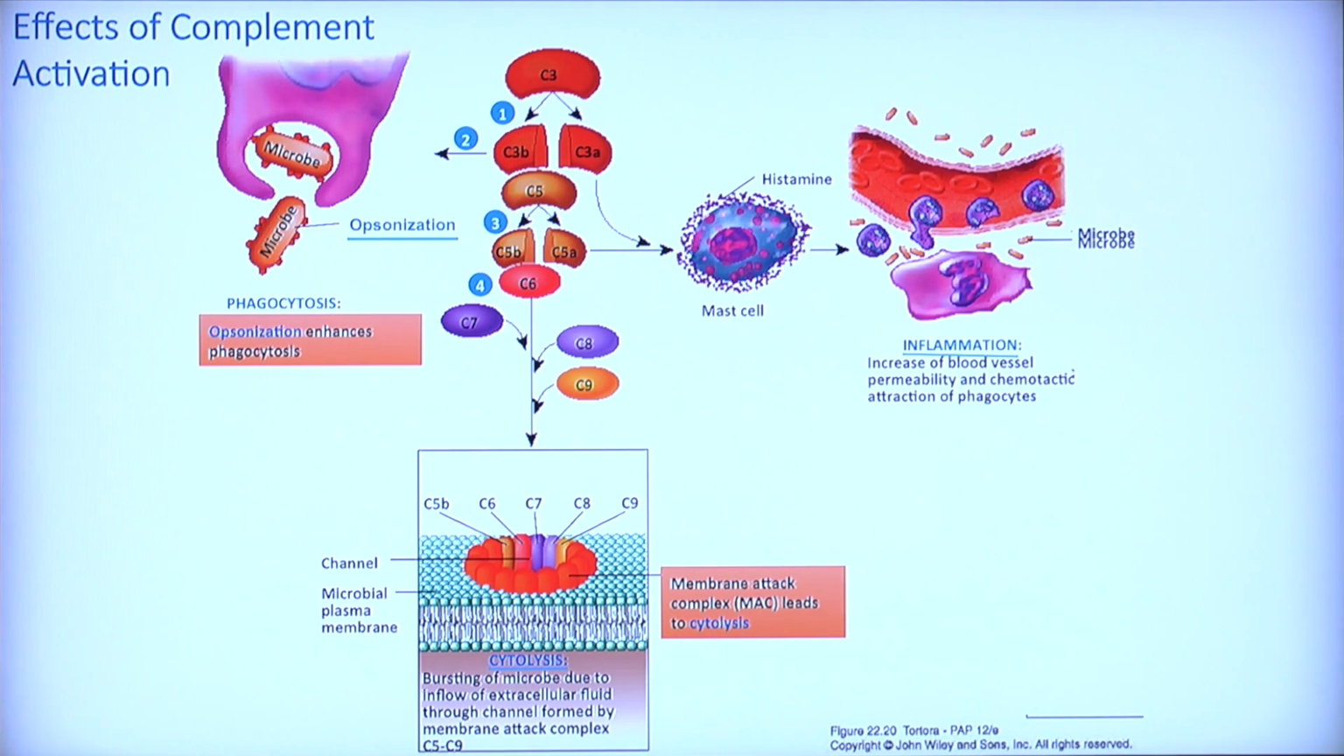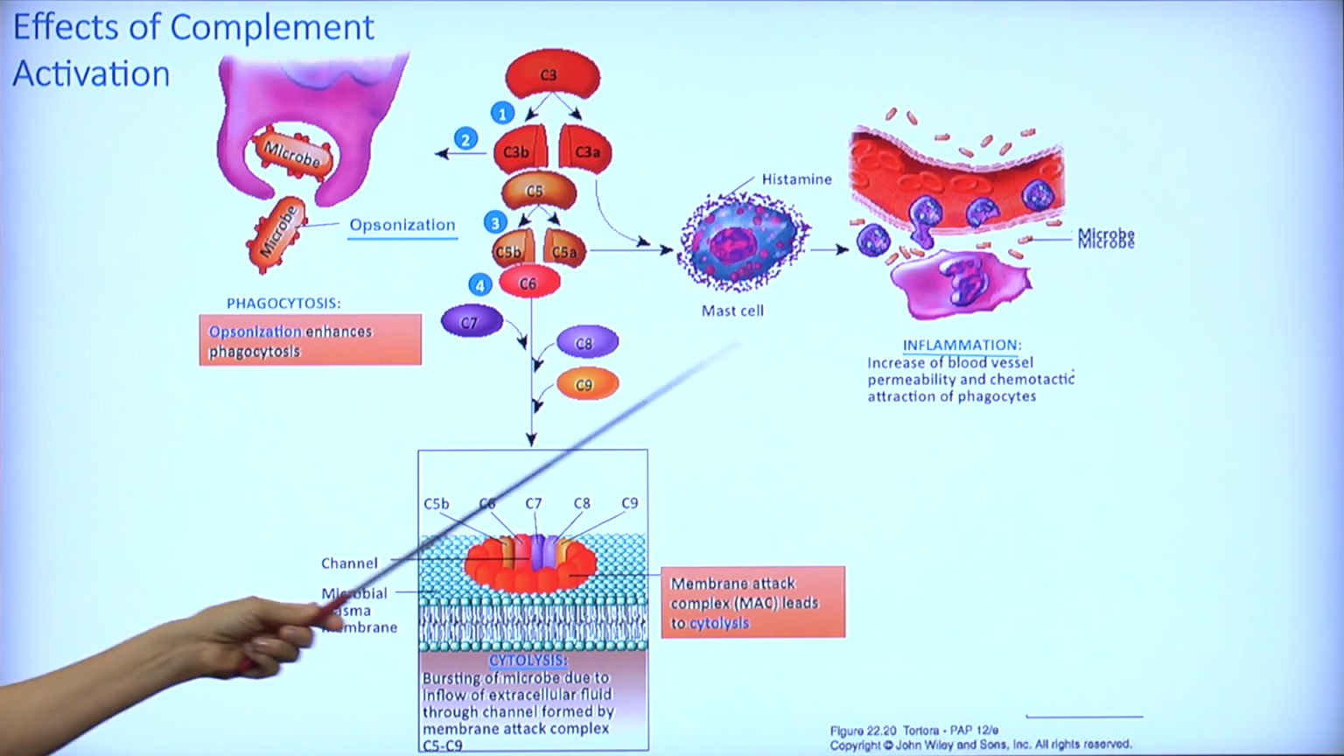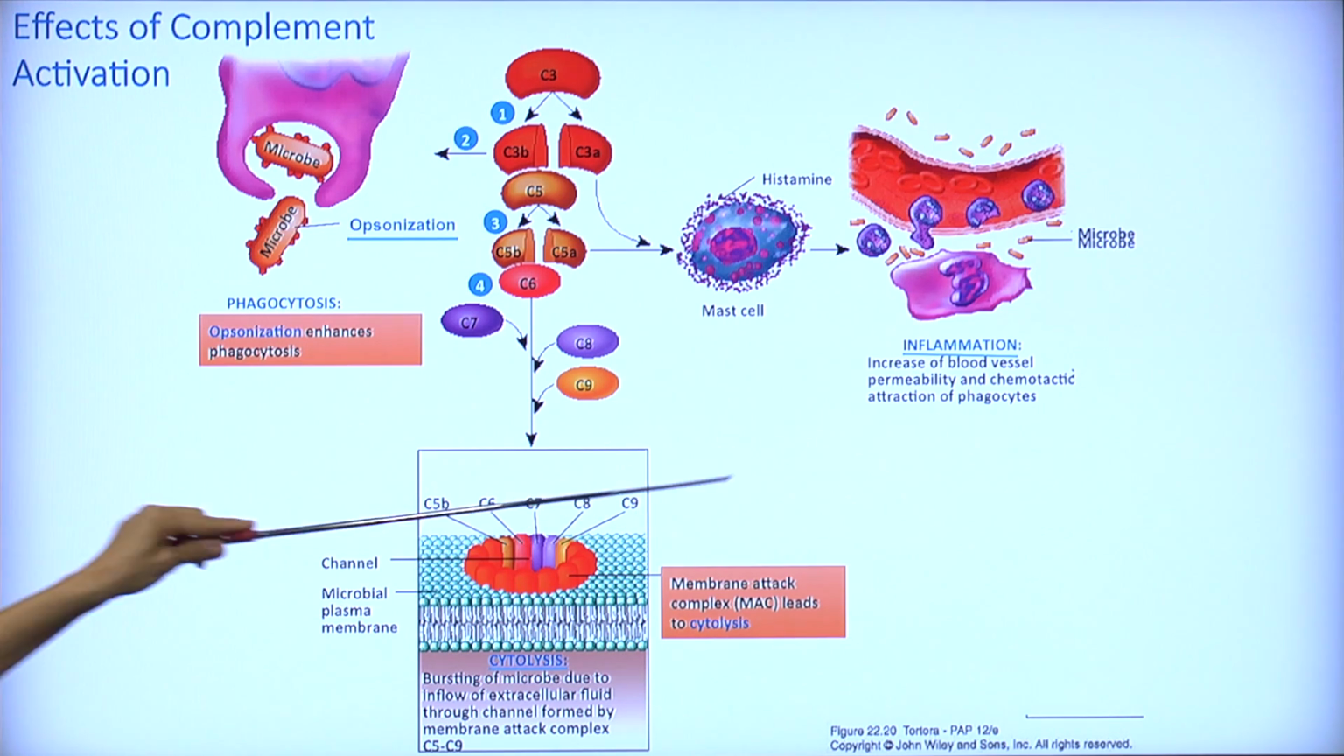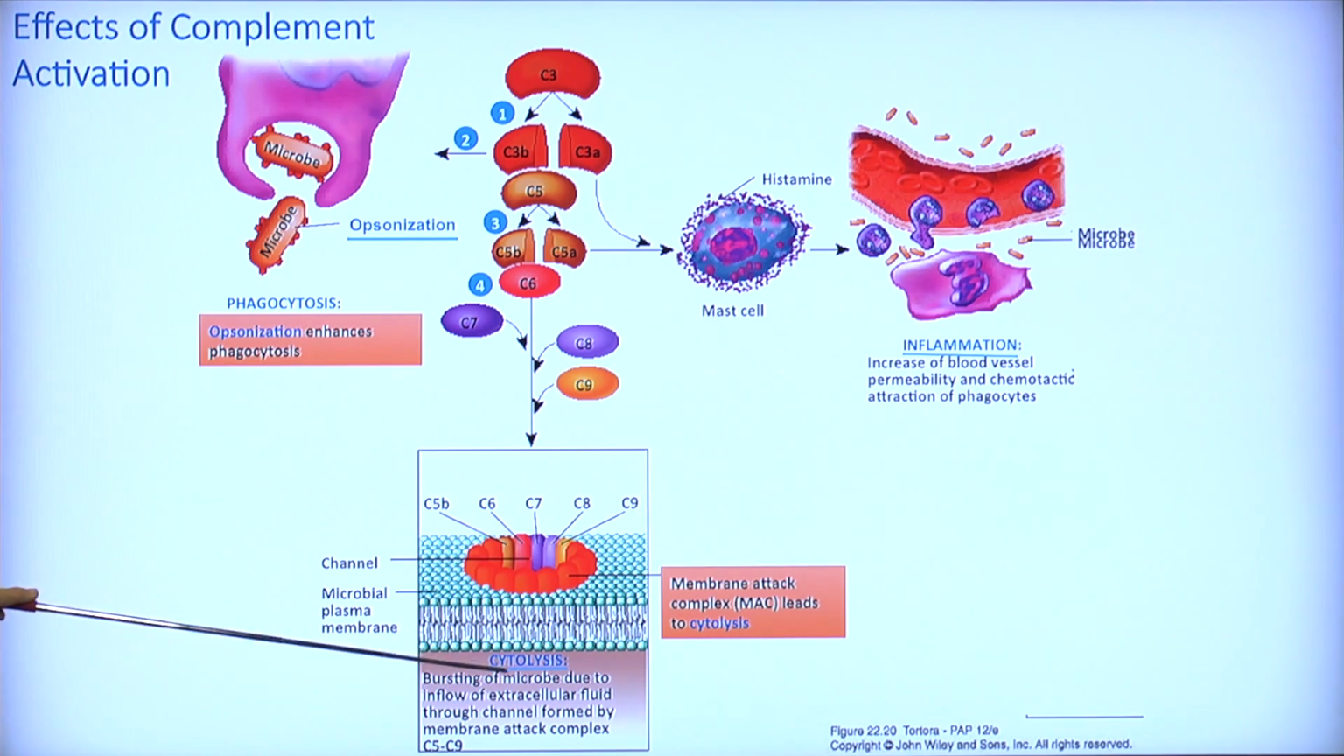So remember the three functions of complement. Opsonization, this will help phagocytosis. They will help in the process of inflammation, which will help healing. They will lead to cytolysis of an abnormal cell.